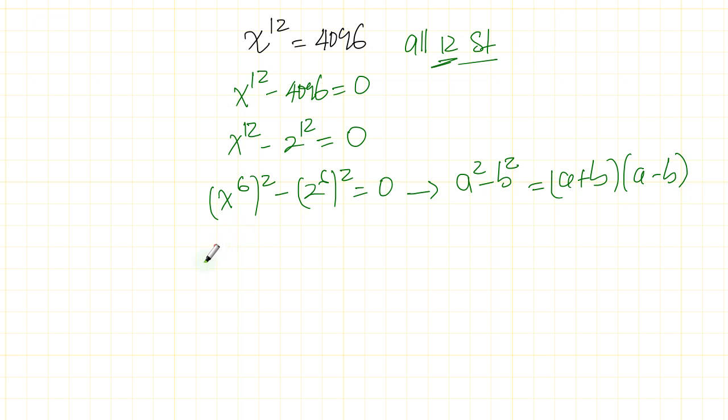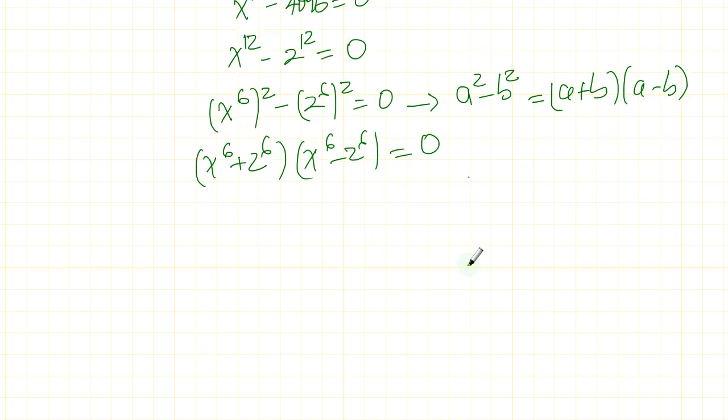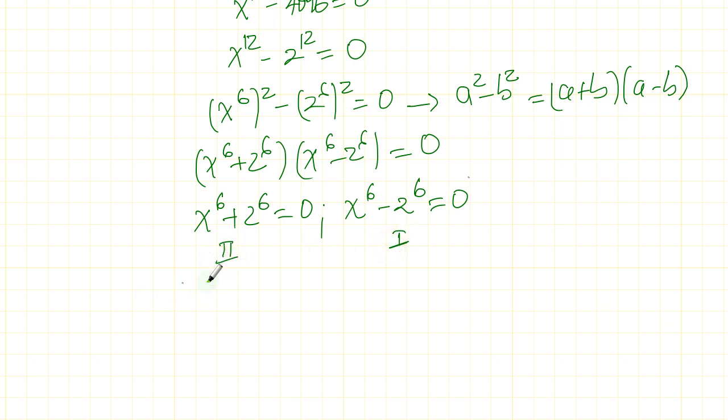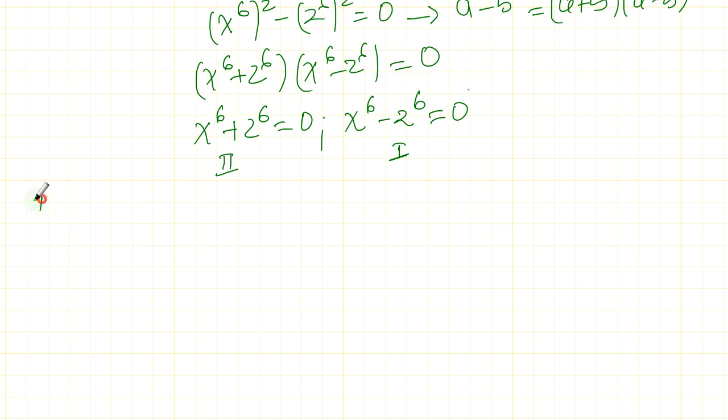So from here we're going to have then x to the 6 plus 2 to the 6, which multiplies x to the 6 minus 2 to the 6, and then this is equal 0. Perfect. We have a product here. So now we have x to the 6 plus 2 to the 6 equals 0, and x to the 6 minus 2 to the 6 equals 0. Case 1, case 2. Let's start solving our problem from case 1. Case 1 is x to the 6 minus 2 to the 6 equals 0.